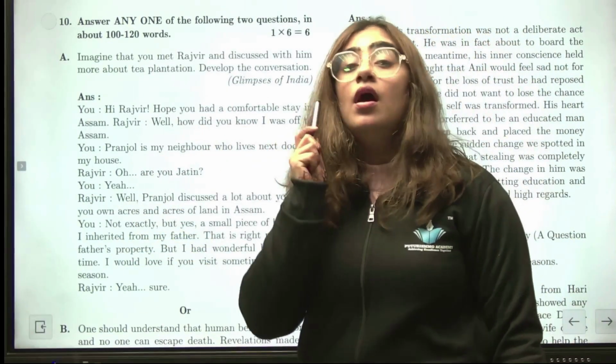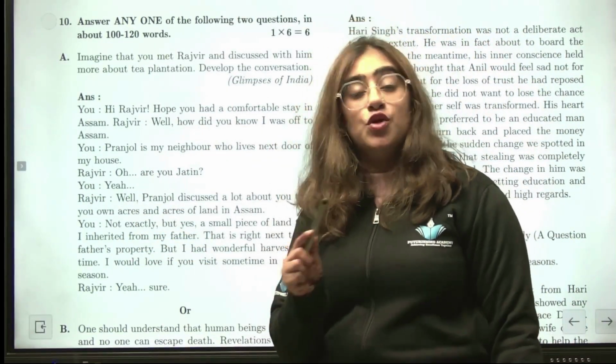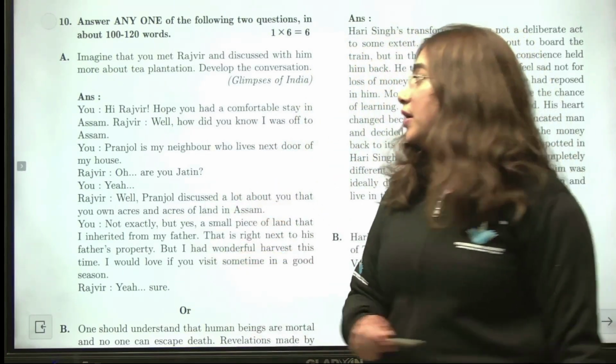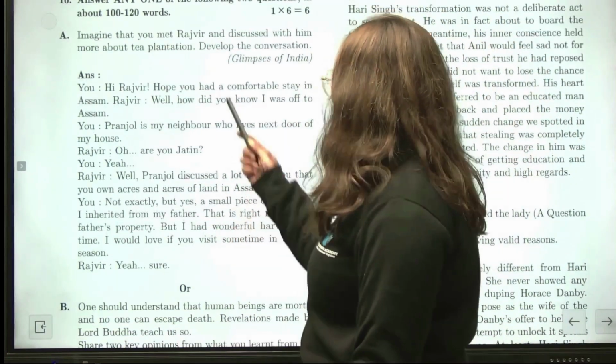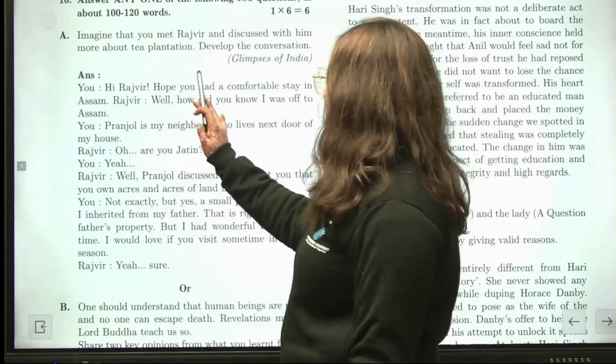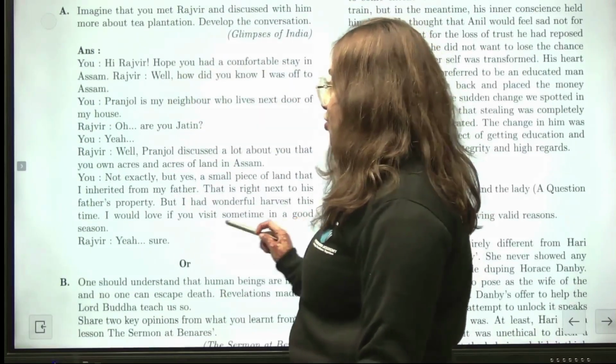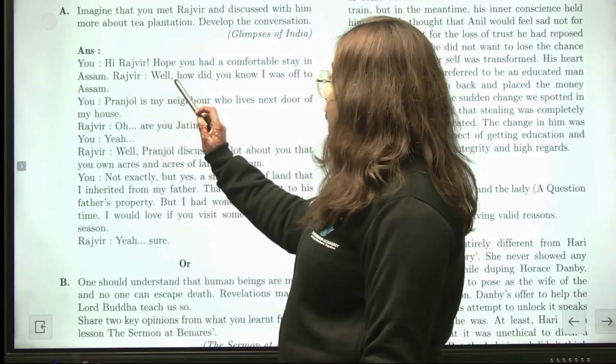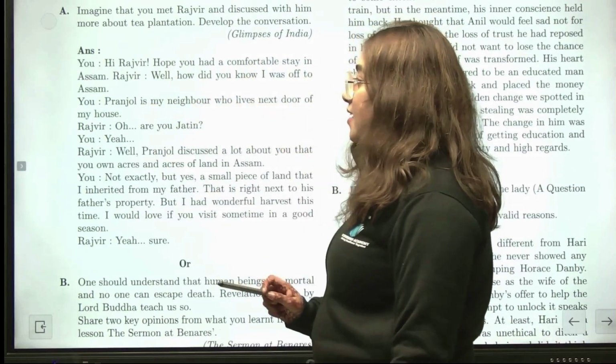You have to attempt any one. 6 marks, guys. So you have to answer in 100 to 120 words. Imagine that you met Rajveer and discussed with him more about tea plantation. Develop the conversation. You: Hi Rajveer, hope you had a comfortable stay in Assam.